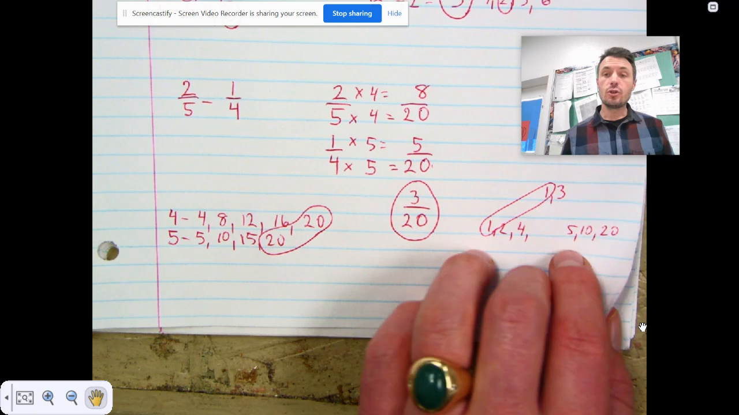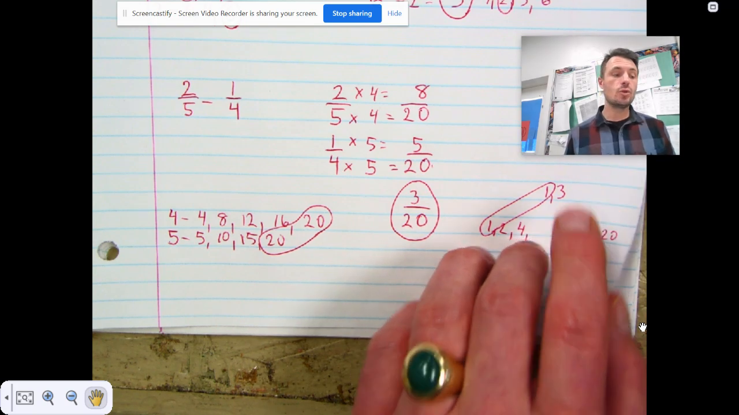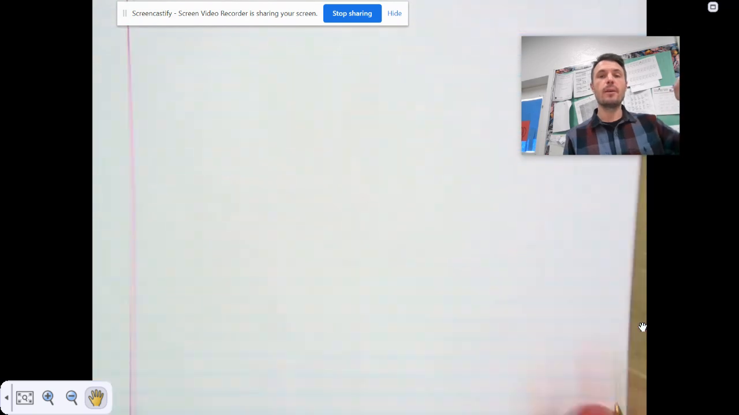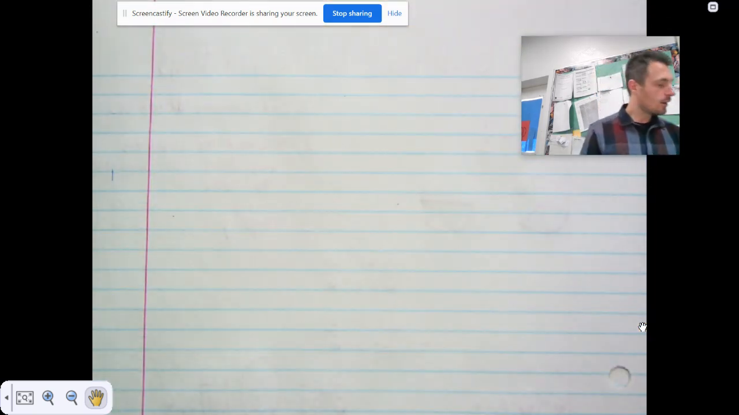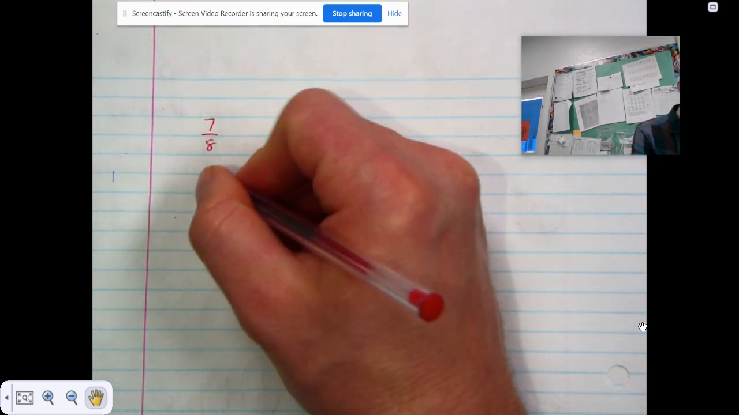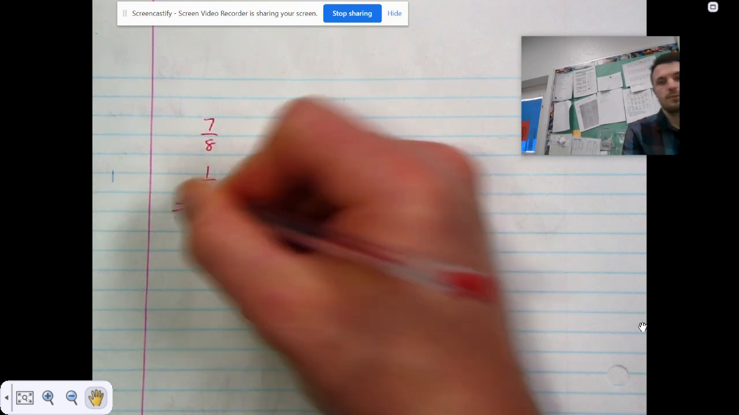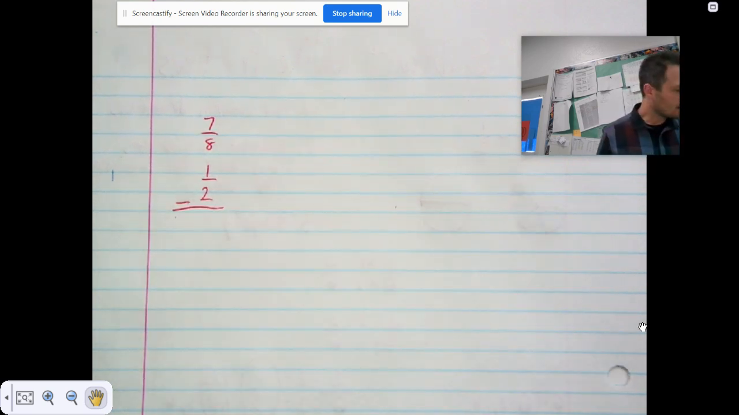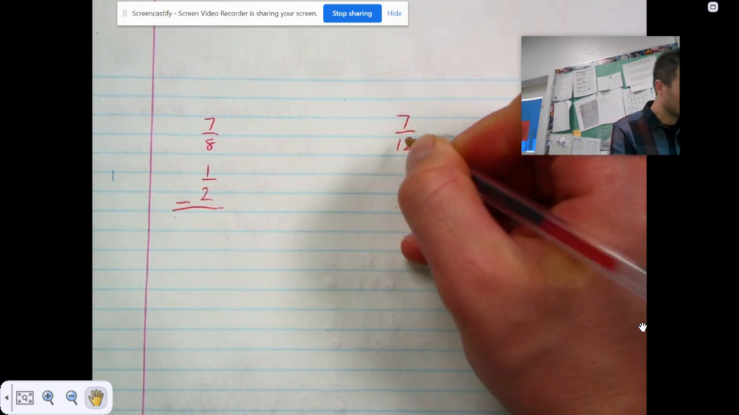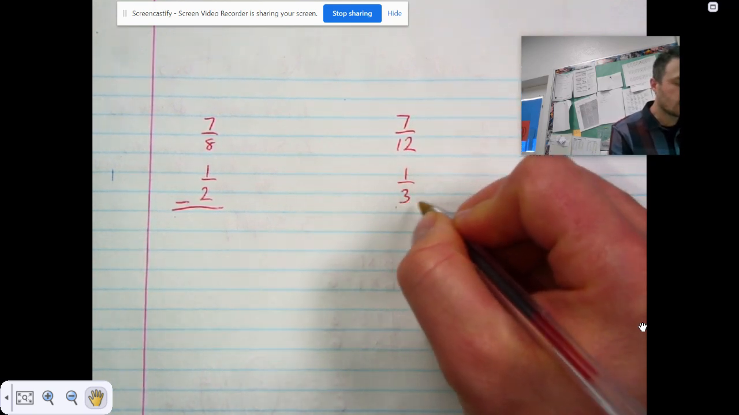Okay, I've done 2 examples with you. I'm going to give you some independent practice problems now, and I'd like you to try to do them by yourself. Okay, let's see. I'd like you to do 7/8 minus 1/2. Go ahead and do that independently. And I'd like you to do 7/12 minus 1/3.